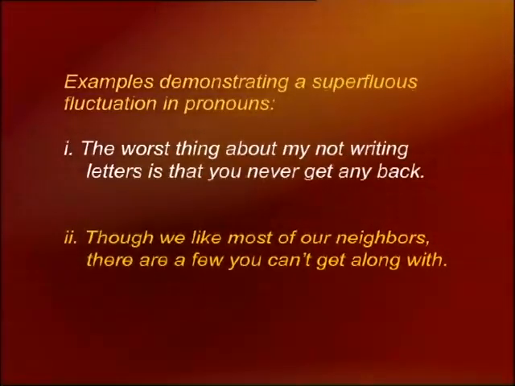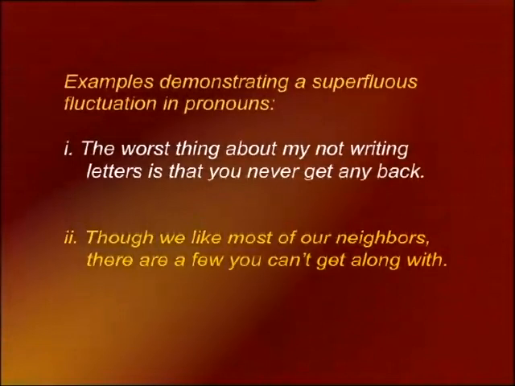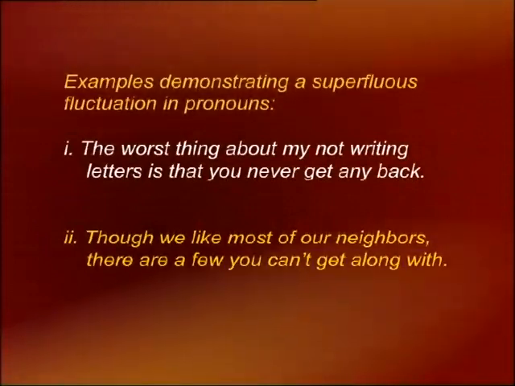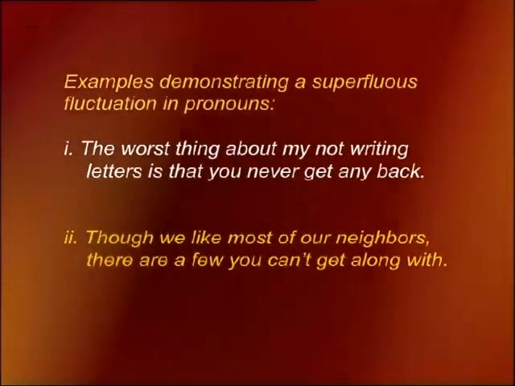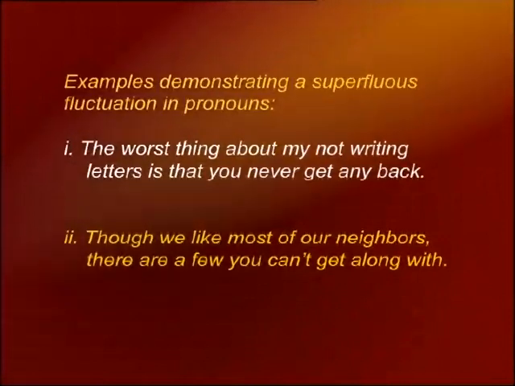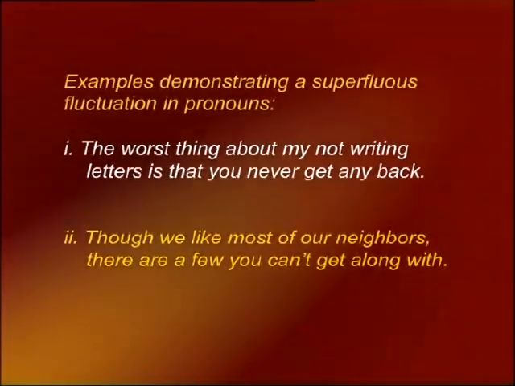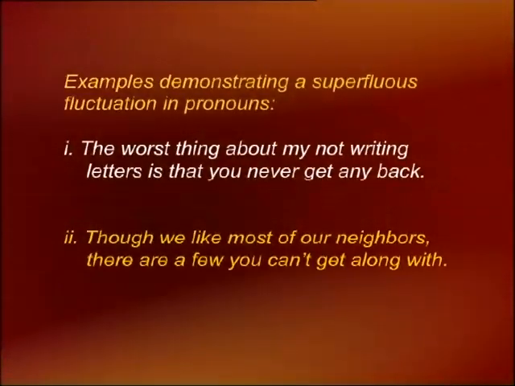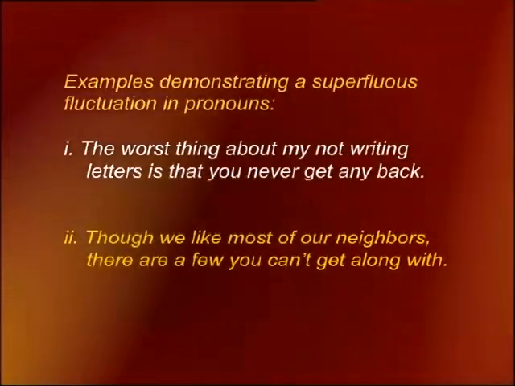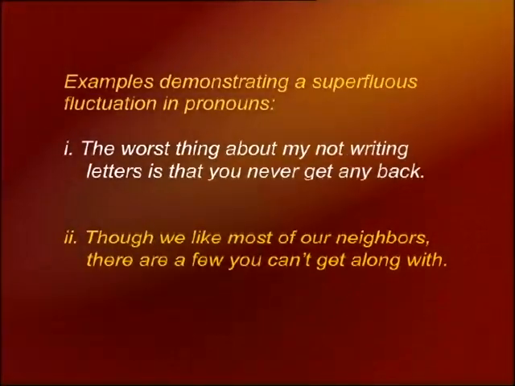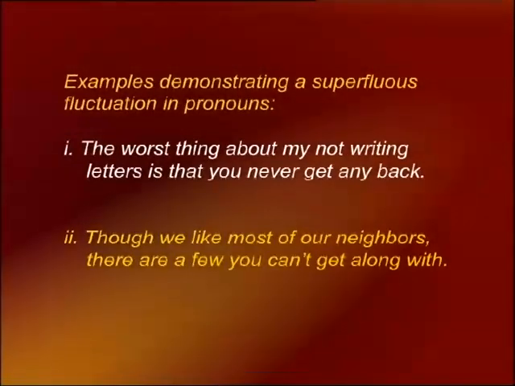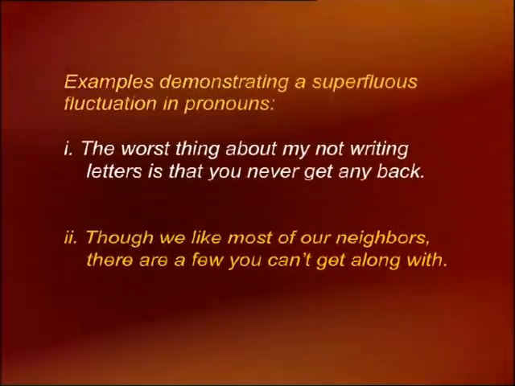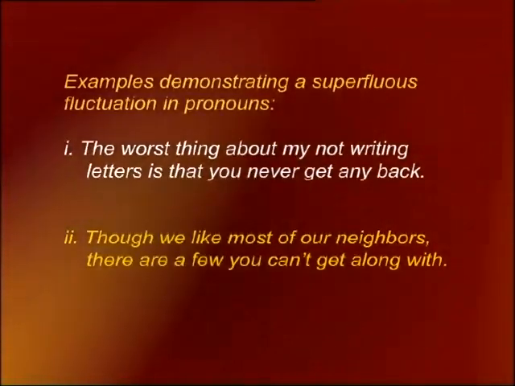The worst thing about my not writing letters is that you never get any back. Now what is wrong over there? You will notice that the writer begins with the first person pronoun, my. The worst thing about my not writing letters. And then shifts within the same sentence, he shifts the pronoun point of view. He shifts from the first person to the second person, you, which is wrong. The worst thing about my not writing letters is that you never get any back.